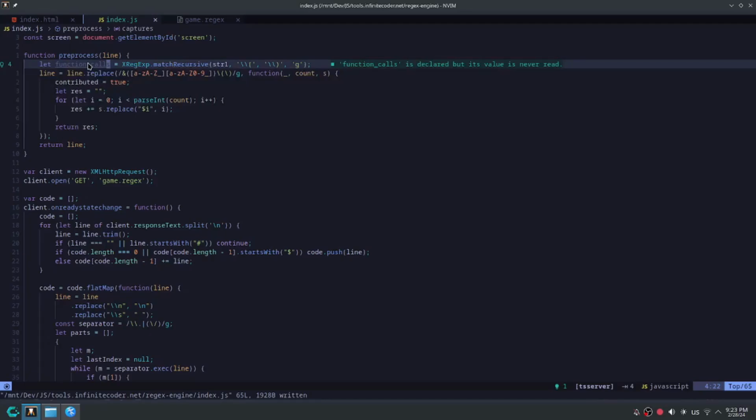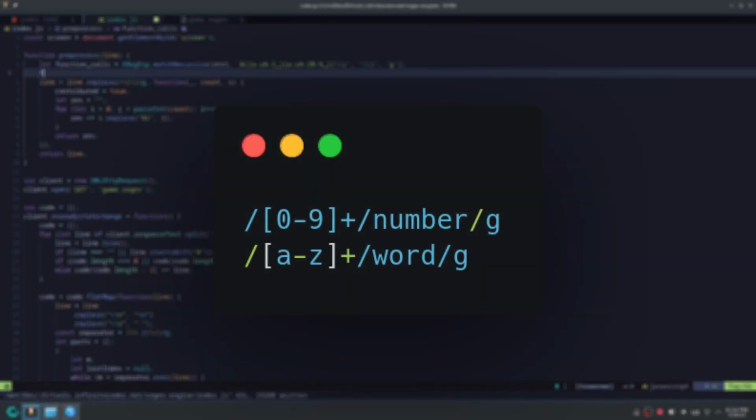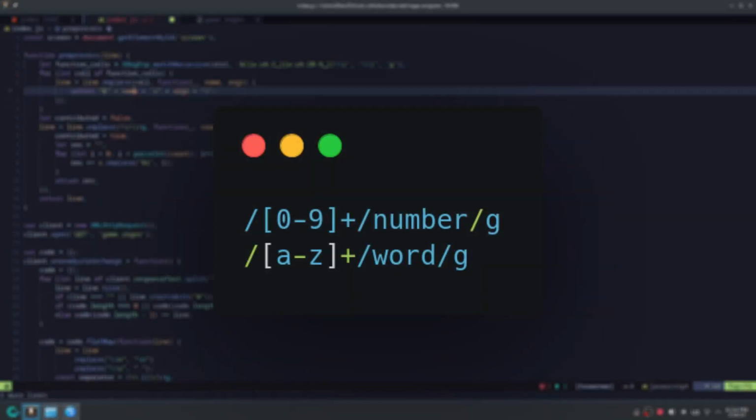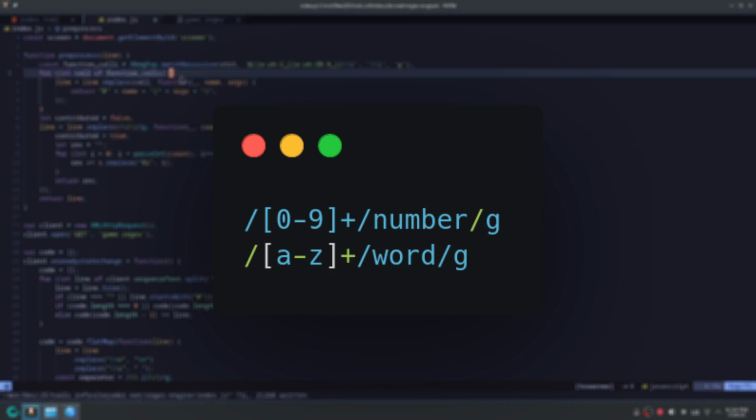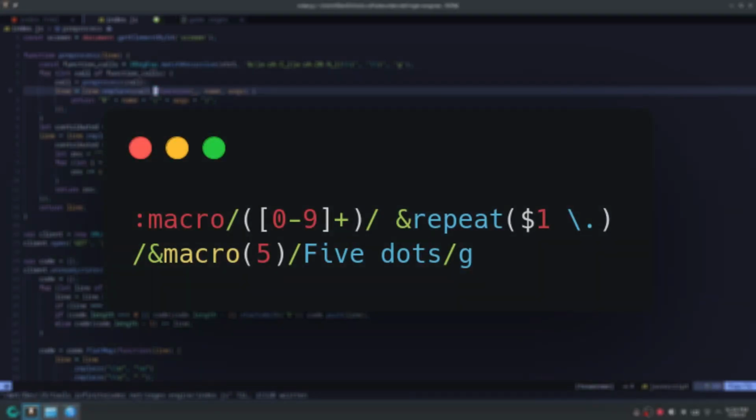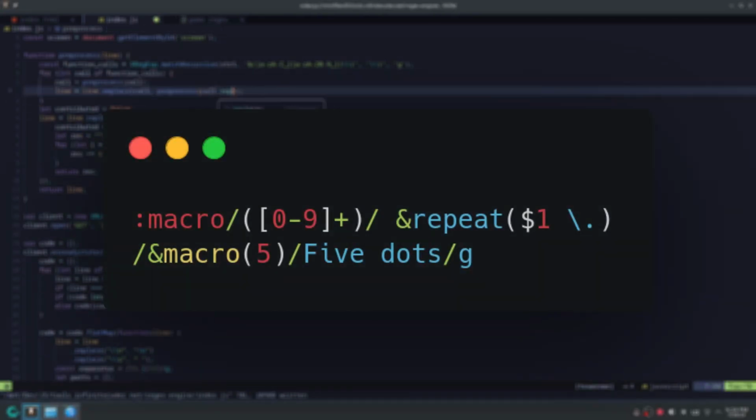Starting off, I made a basic regular expression engine. It takes a file that contains regular expressions in the form of /regular expression/replacement/mode. Replacement may contain a $ sign with a number for a capture group. To make my life easier, I also added macros.